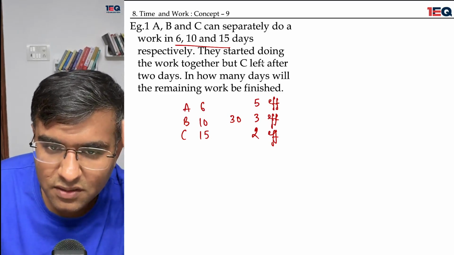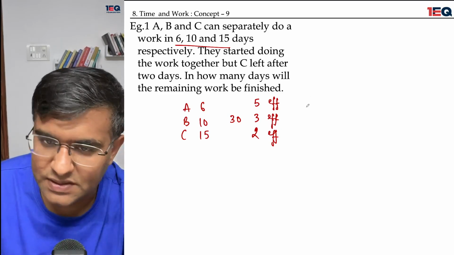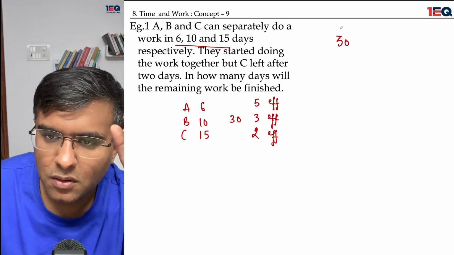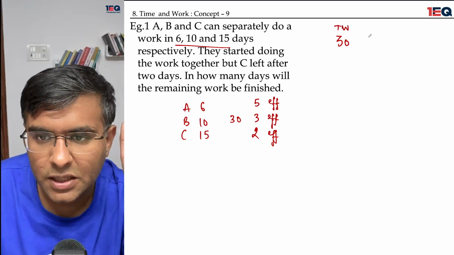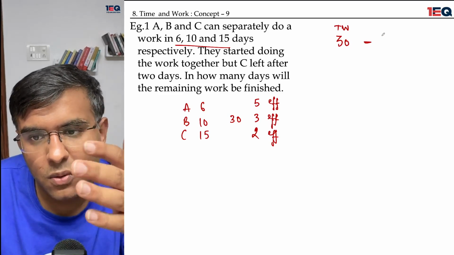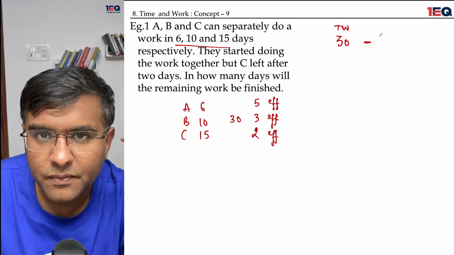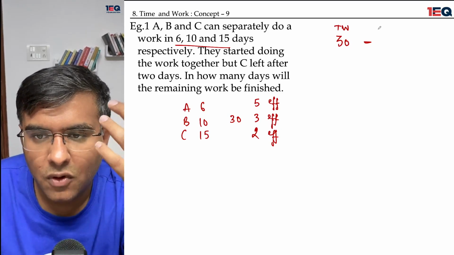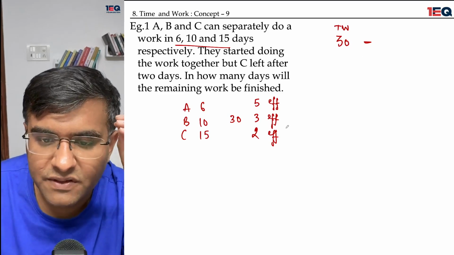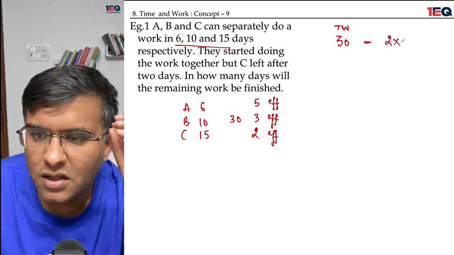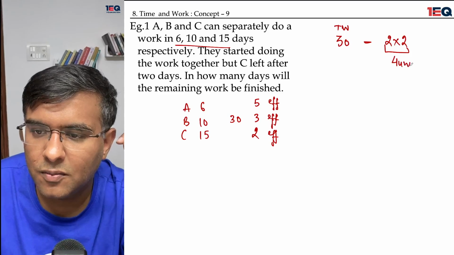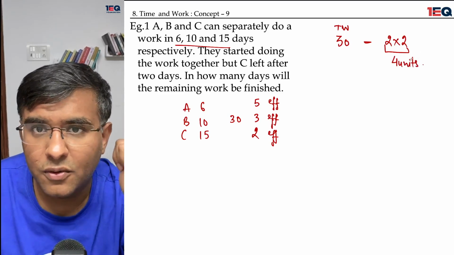Now, they started working together, but C left after 2 days. That means the total work was 30. If C left after 2 days and he has already gone, that means we need to take out the time that C invested with everybody, or the amount of work which C did in 2 days. The efficiency of C was 2, and he worked for 2 days. This means that he contributed 4 units of work.